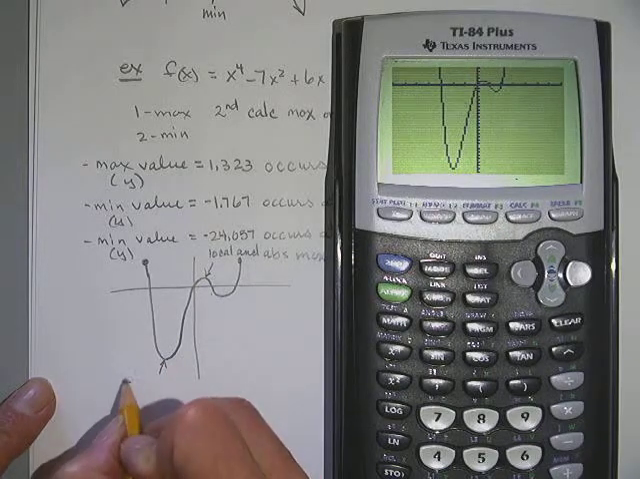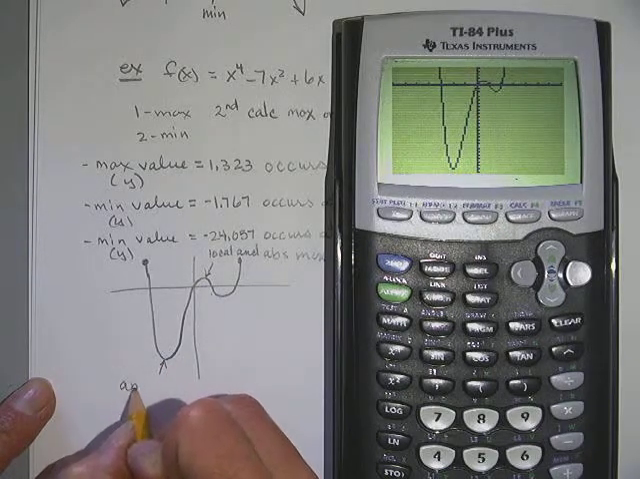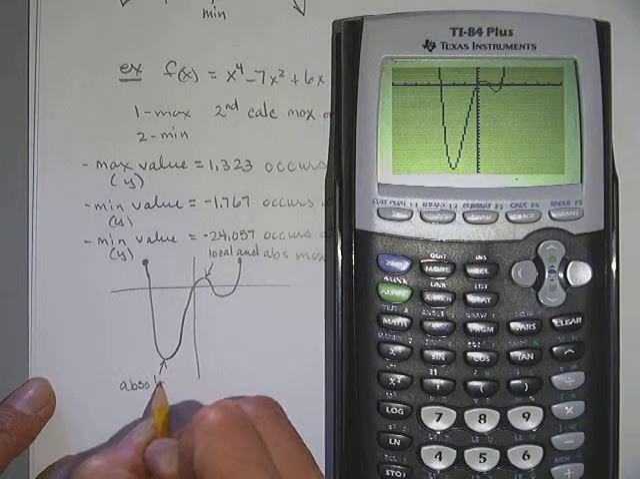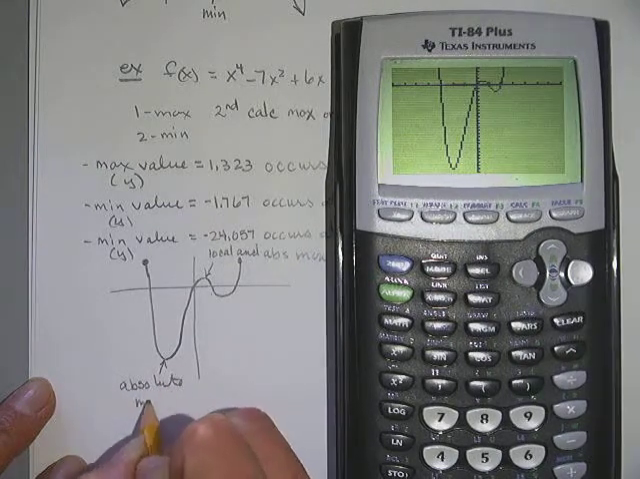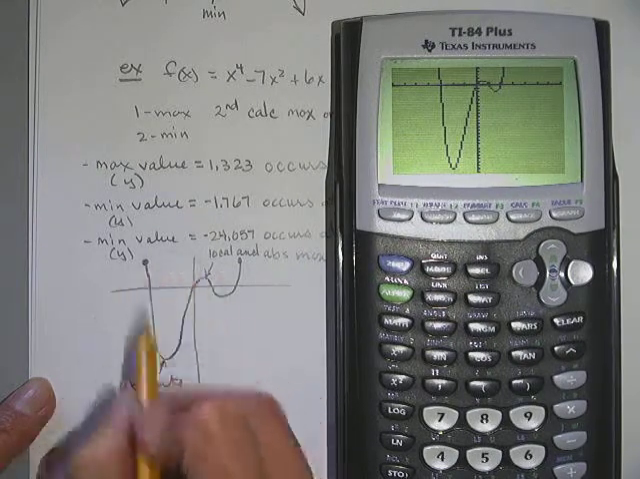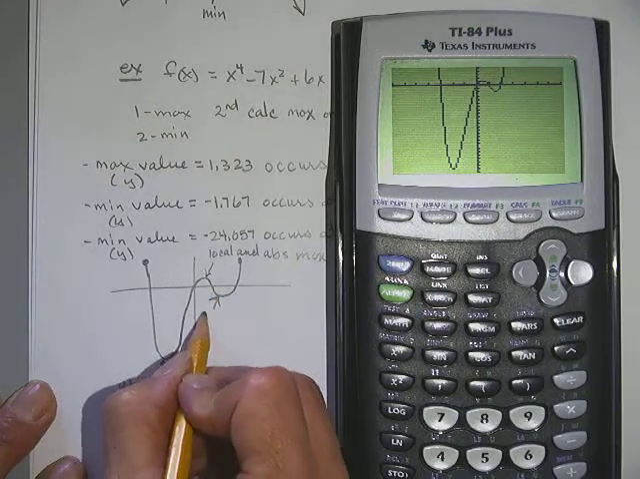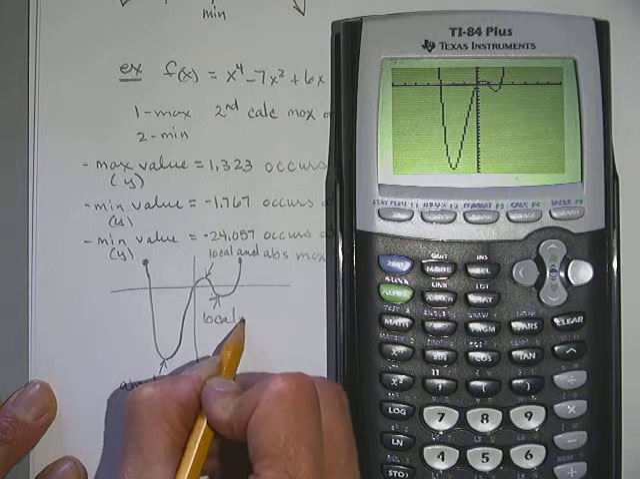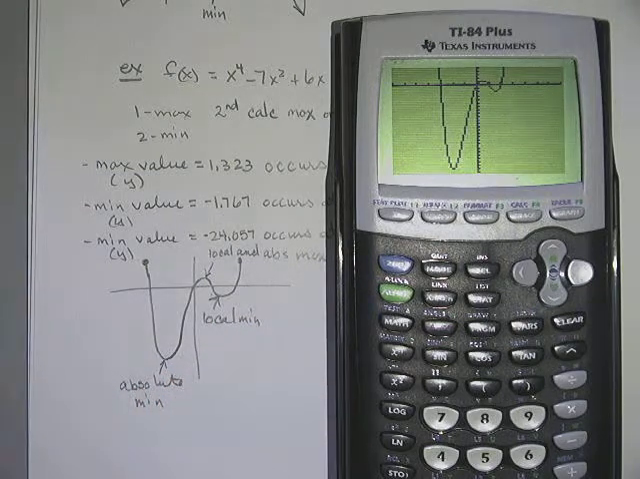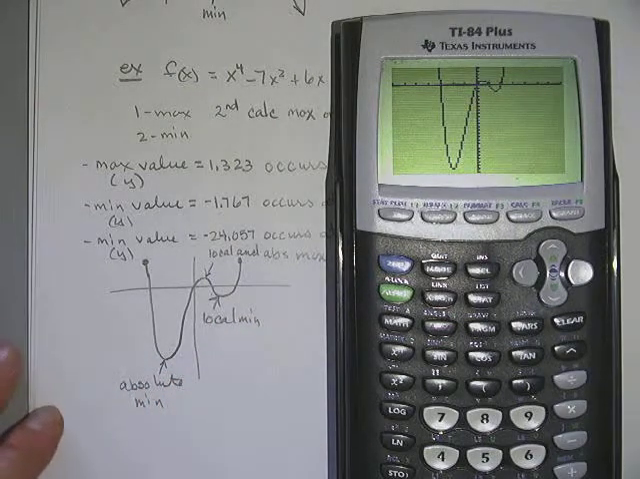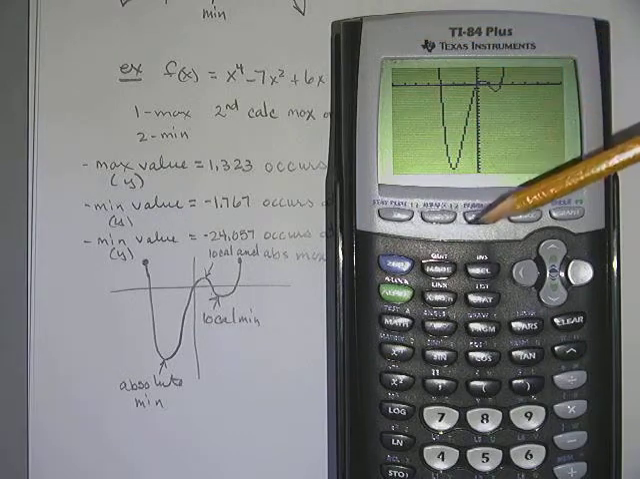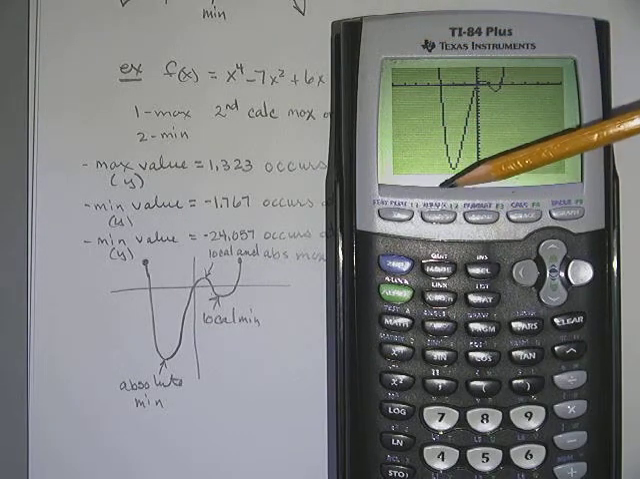That's because in this graph right here, that is the only maximum point. In this local area, it is the maximum. This happens to be an absolute min. That's because in this whole graph, it is the lowest point. This here is only a local min.